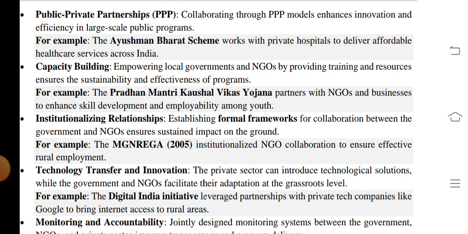Institutionalized relationships: establishing formal frameworks for collaboration between the government and NGOs ensures sustained impact on the ground. For example, MGNREGA 2005 institutionalized NGO collaboration to ensure effective rural employment. Technology transfer and innovation: the private sector can introduce technological solutions.